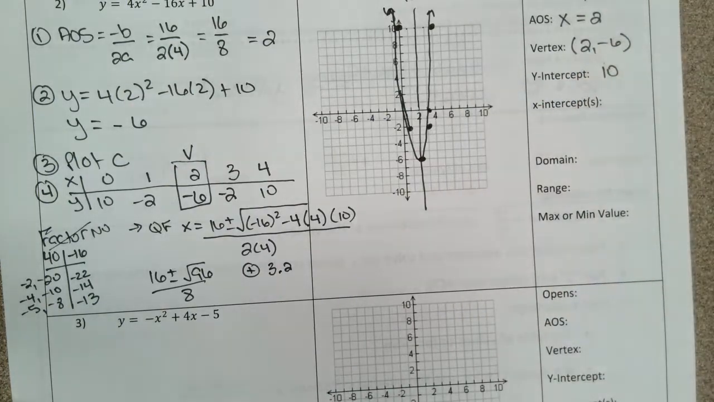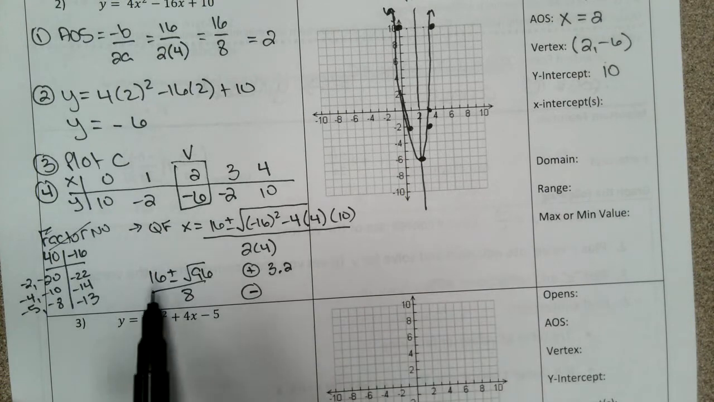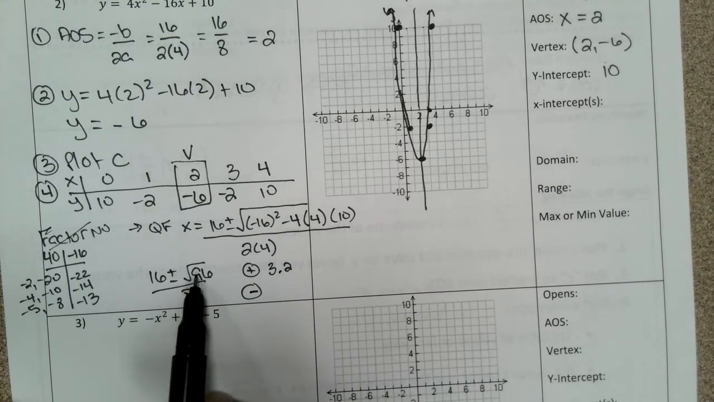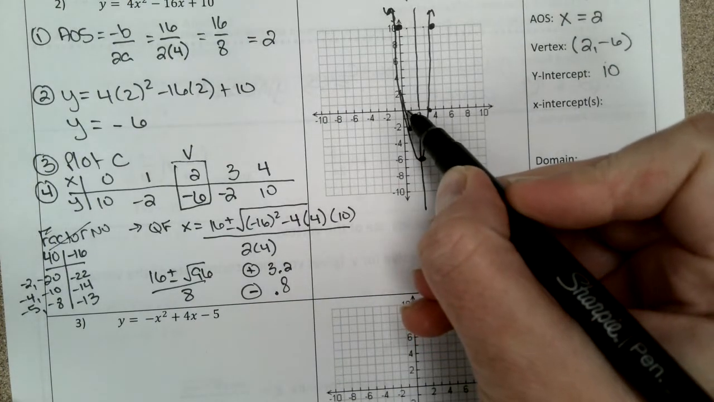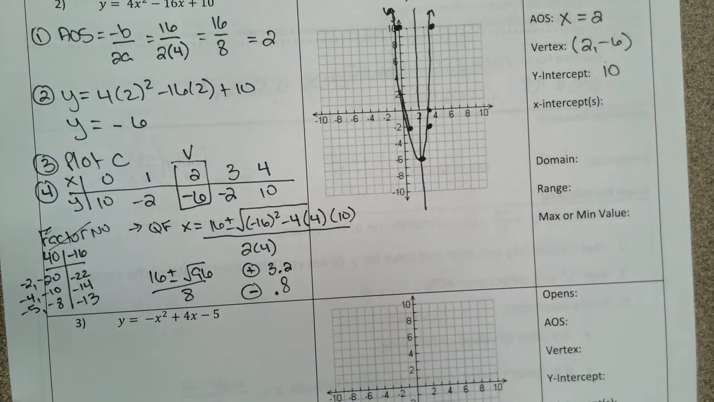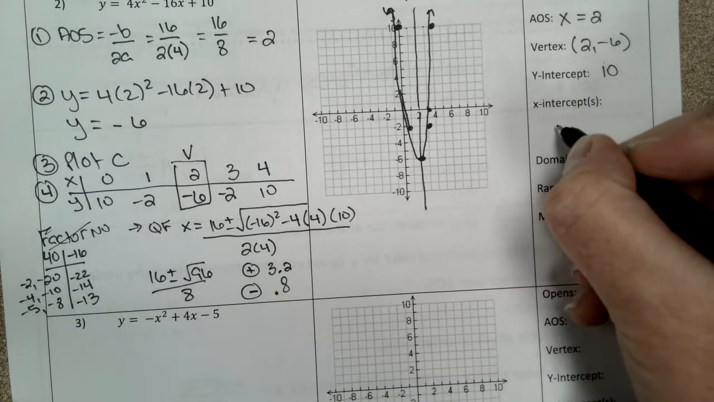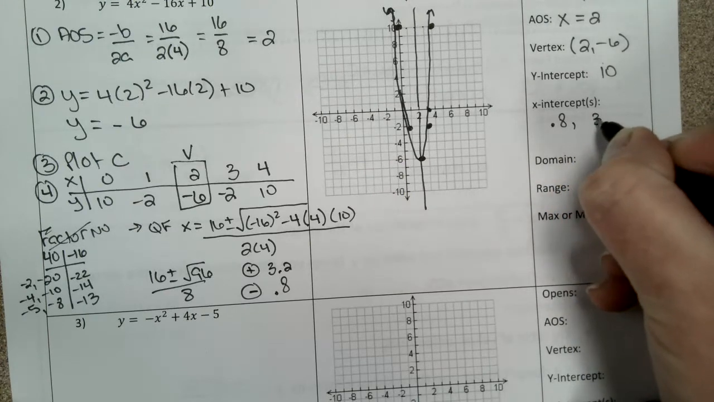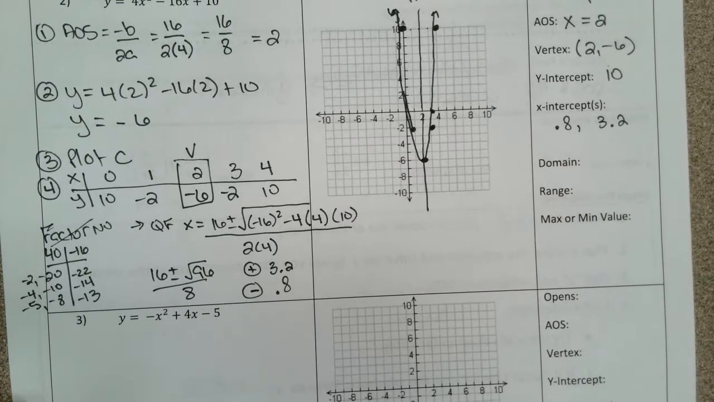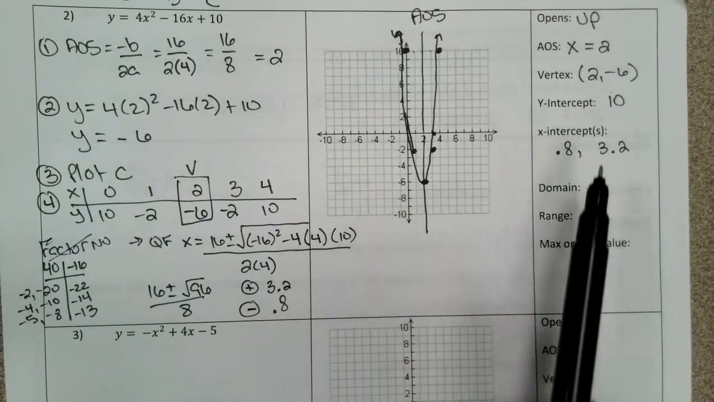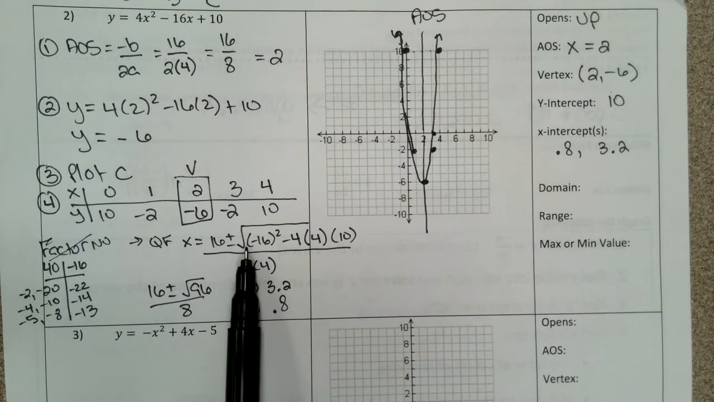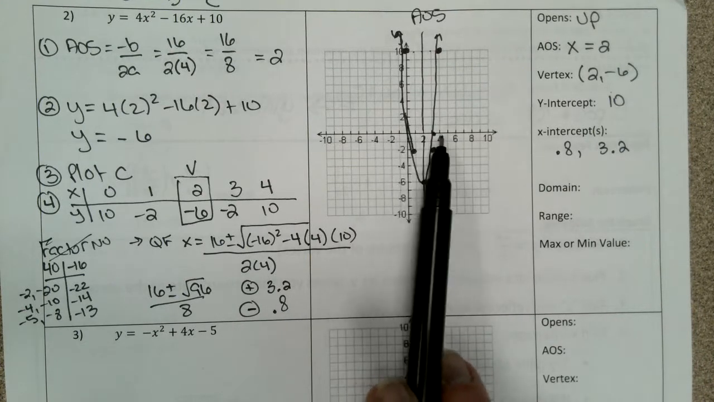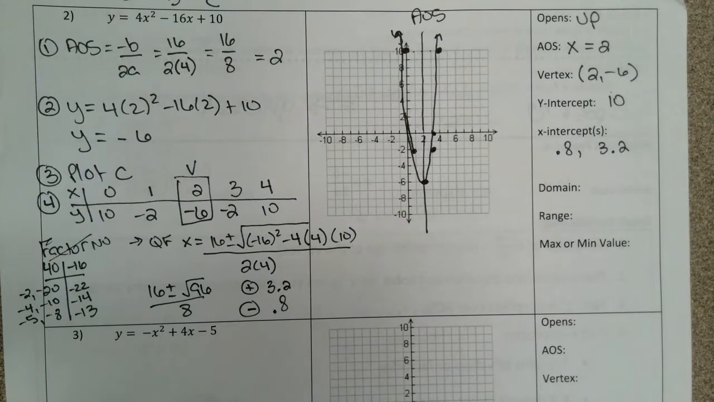So, yep, it was crossing about 3.2. When I did 16 minus radical 96, enter, divided by 8, enter, I got about 0.8. So, yep, that was the number somewhere in between 0 and 1. So my x-intercepts are about 0.8 and about 3.2. So if you don't get your x-intercepts from the table of values or factoring, you're going to have to end up running the quadratic formula to figure out where the graph crosses the x-axis.